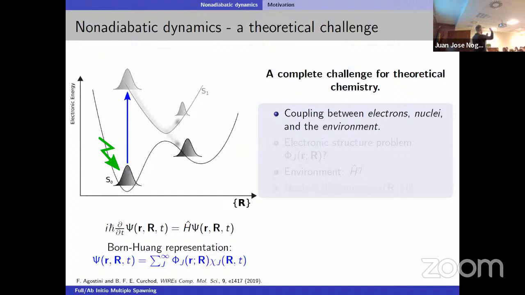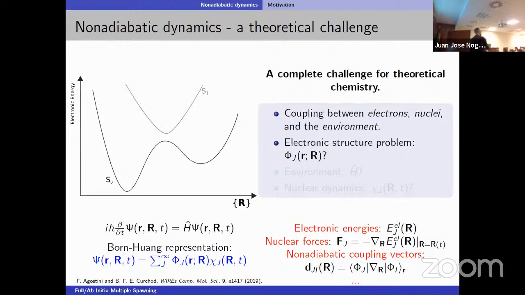But more importantly, if you look at this equation, what you will see is all the problems associated with doing this kind of dynamics. First of all, we need to solve the electronic structure problem. We need to have electronic wave functions. We need to have possibly how this state will drive nuclei, for example, via these forces. But we also need to calculate some more exotic quantities, and this one will come back very often.